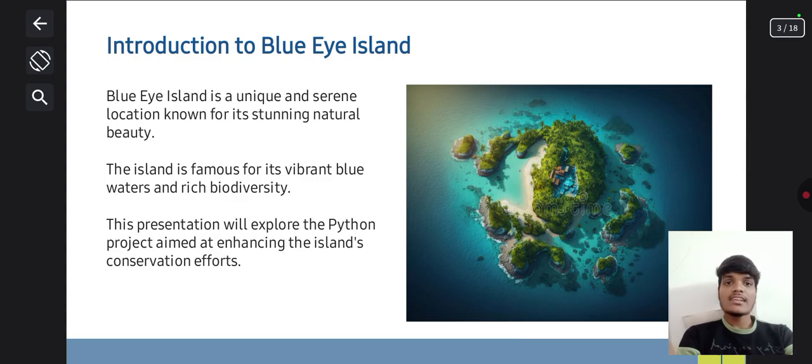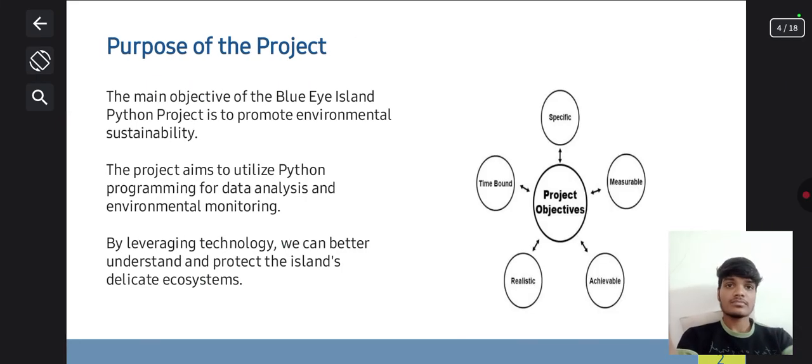Blue Eye Iceland is a unique and serene location known for its stunning natural beauty. The island is famous for its vibrant blue waters and rich biodiversity. In this presentation, we will explore the Python project aimed at enhancing the Iceland's conservation efforts, but not the island's geographical area or other biodiversity. We are discussing only the Python project, which is aimed at enhancing the Iceland's conservation efforts.